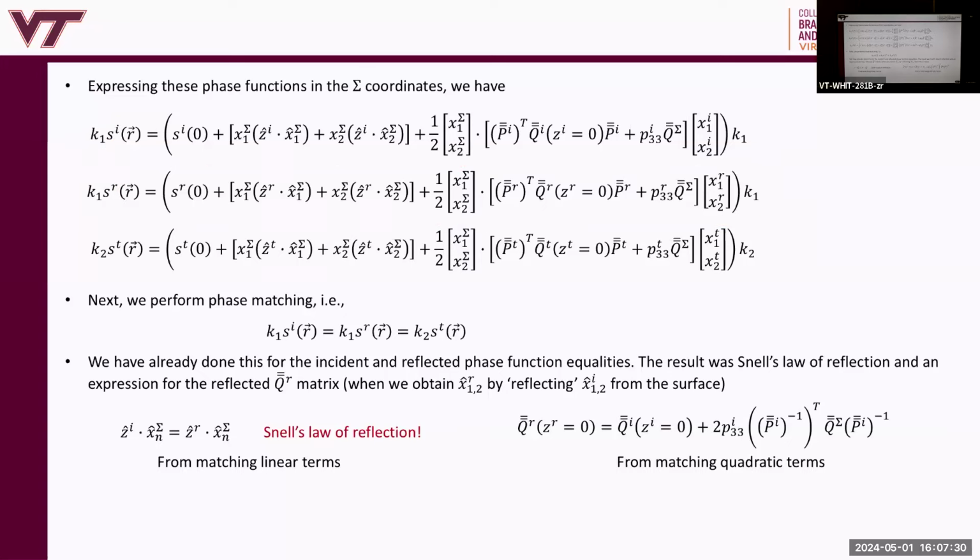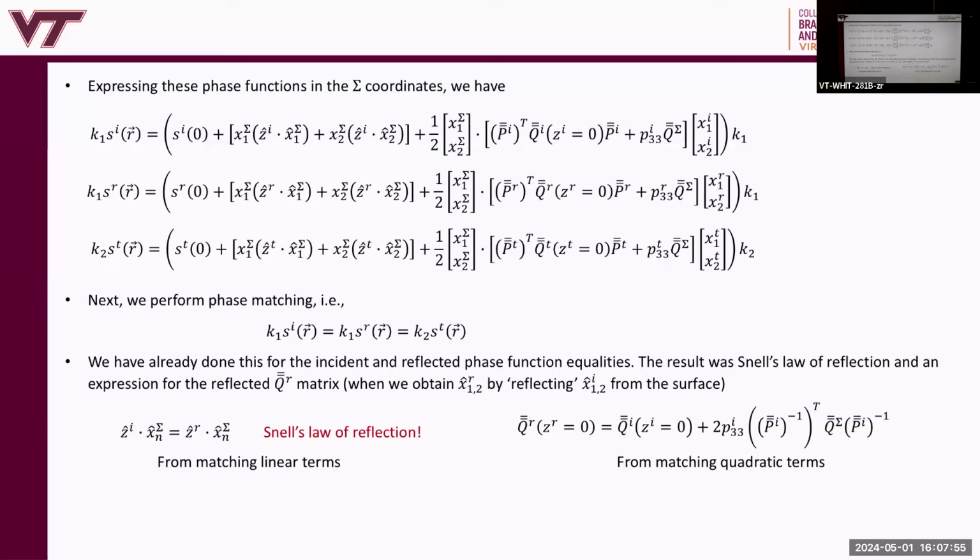All right. Now, this one is calculated in the exact same way as the other two, except now we have Z transmitted dotted with sigma 1, Z transmitted dotted with sigma 2 for the linear part, and then we have the projection matrices for the transmitted wavefront and the P33 for the transmitted wavefront. All right?